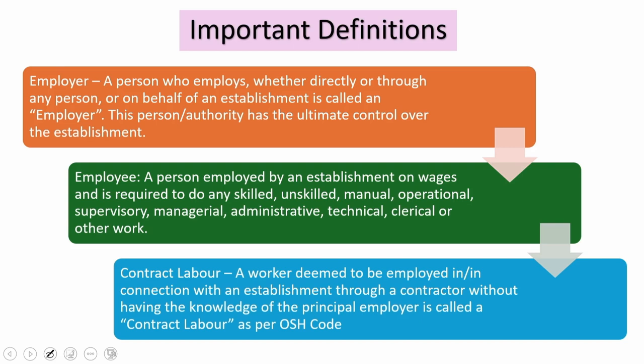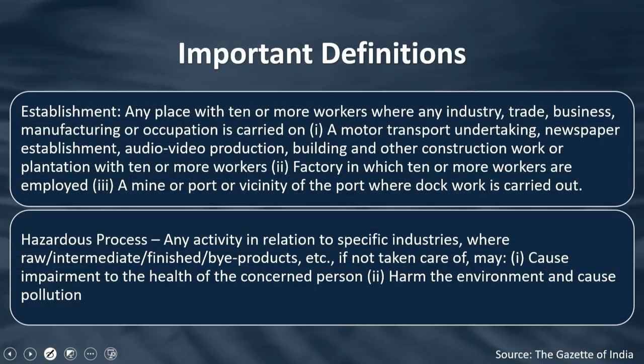Now, when you look into this act, we'll also see that there have been some definitions associated with contract labor. Contract labor is a worker deemed to be employed in connection with an establishment through a contractor without the knowledge of the principal employer, and that is who is a contract labor as per the OSH code. Now, we also have some critical definitions of establishment, of the hazardous process, etc.